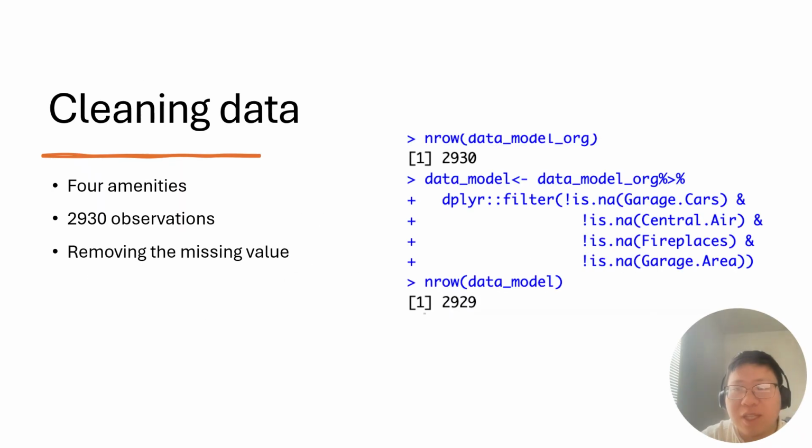The first part of the study is to clean the data. I subset the dataset to the four amenities and chose the response variable only. There are 2,930 observations before removing missing values. After removing them, one record is removed.